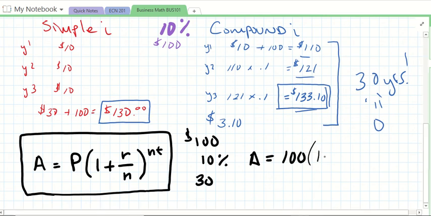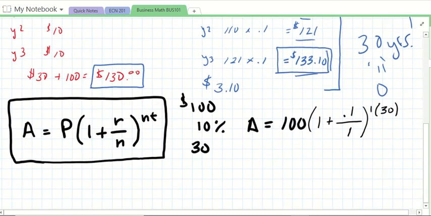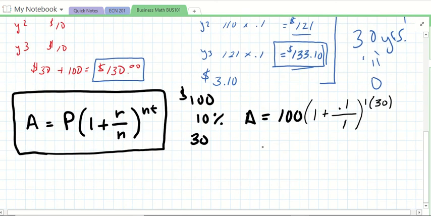So it's going to be 1 plus, our rate is 10%, 0.1, one time a year. So every year we're going to do this. And then it's going to be 1, because we only do it once a year, for 30 years. Okay, so this breaks down pretty easily. So then we've got 100 times 1 plus 0.1 divided by 1 is 0.1 to the power of 30.